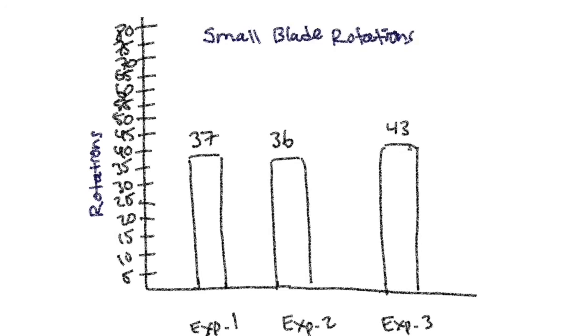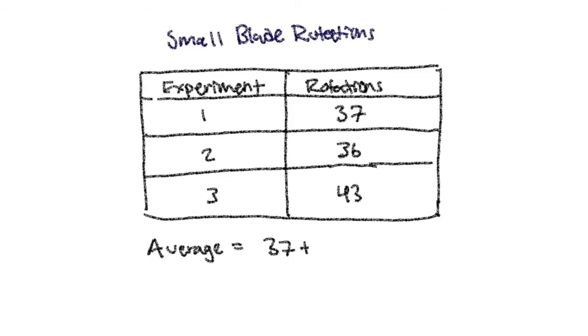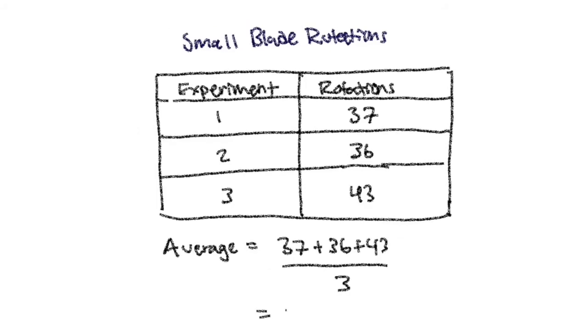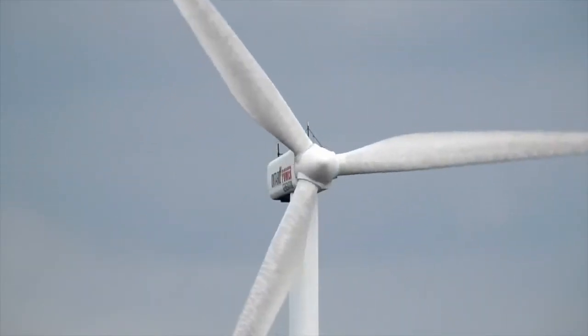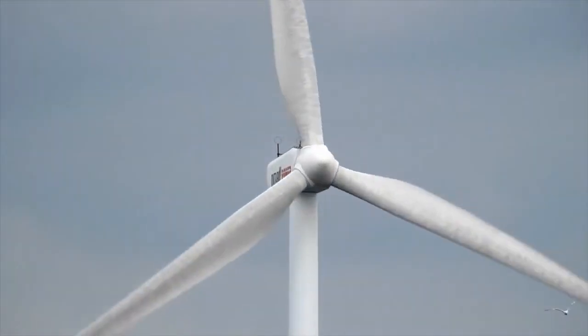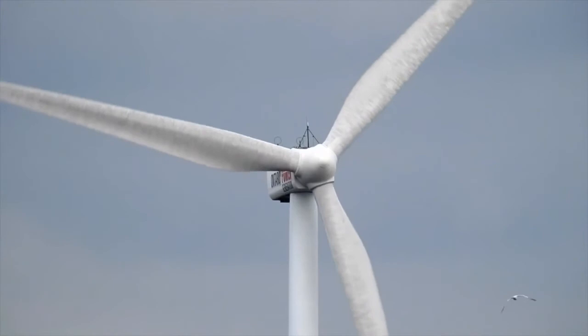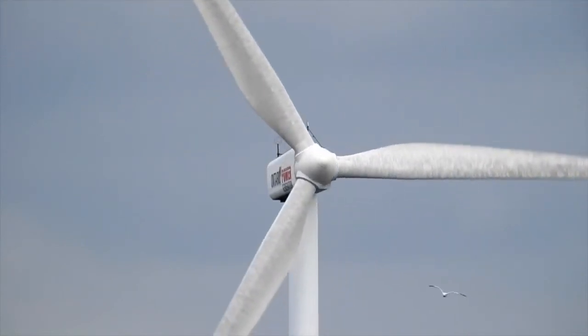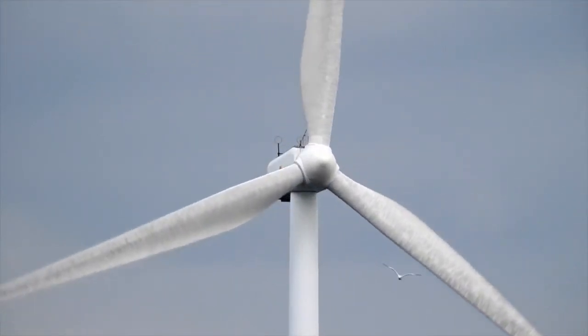Always make sure to title your graphs. In a table format, if we were to get the average by taking our 3 tests, adding the numbers together, and dividing by the number of tests, we're looking at an average of about 38.67 rotations. From our results, we can see that the larger blades rotated faster than the smaller blades. This means that the larger blades must then generate more energy than the smaller ones.